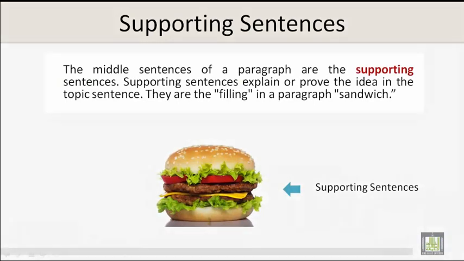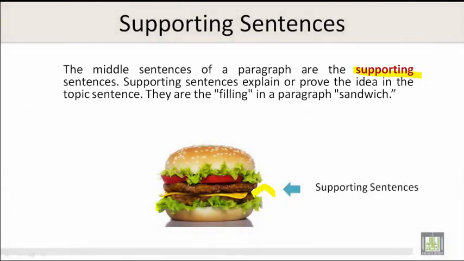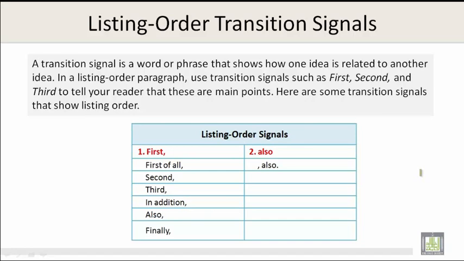Supporting sentences. The middle sentences of a paragraph are the supporting sentences. Supporting sentences explain or prove the idea in the topic sentence. They are the filling in a paragraph, a sandwich. Listing order, transition signals. A transition signal is a word or phrase that shows how one idea is related to another idea. In a listing order paragraph, use transition signals such as first, second, and third to tell your reader that these are main points.